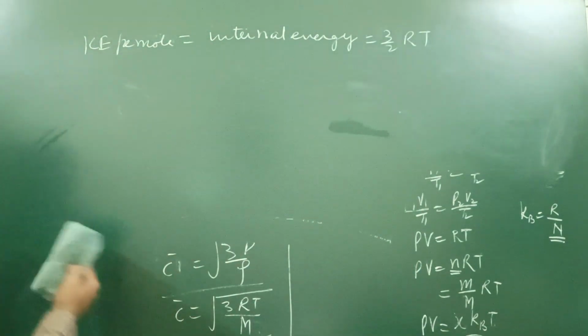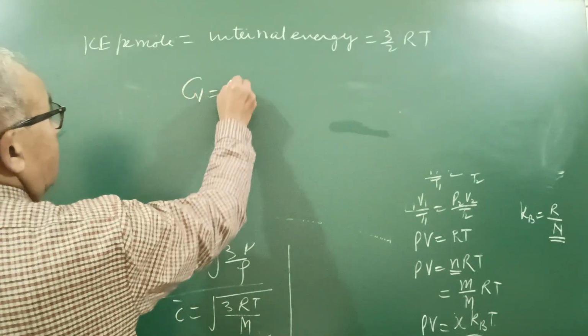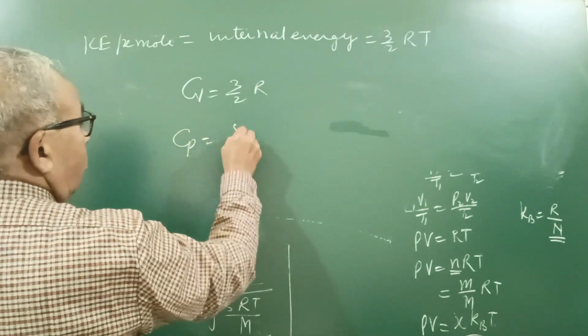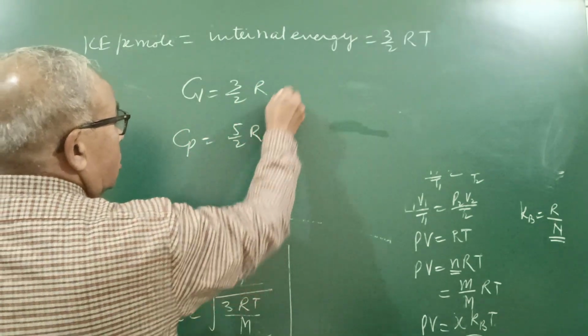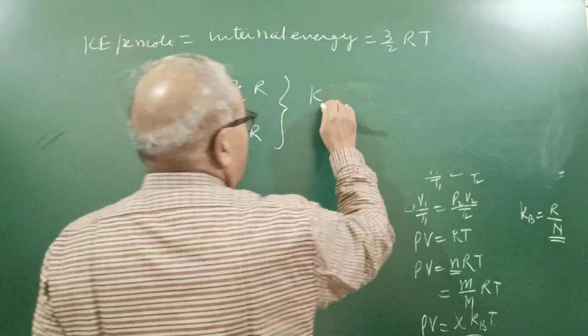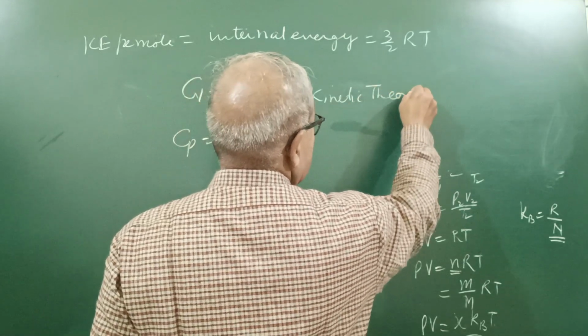Using this concept, we determine the specific heats CV and CP: CV is 3/2 R and CP is 5/2 R. This is from kinetic theory of gases.